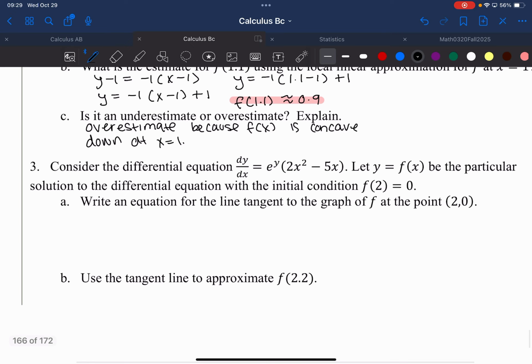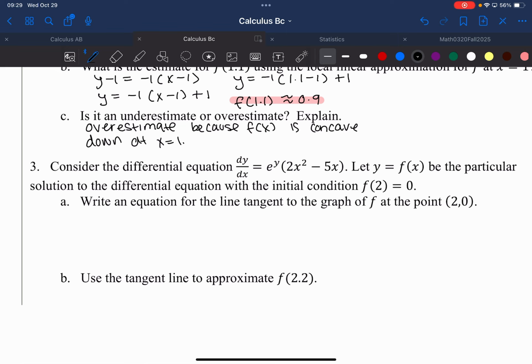And then last example, it says consider the differential equation dy dx is equal to e to the y times (2x squared minus 5x). Let y equal f of x be the particular solution to the differential equation with the initial condition f of 2 equals 0. Write an equation for the line tangent to the graph of f at point (2, 0). So they're trying to mess with you by adding in those other words there.